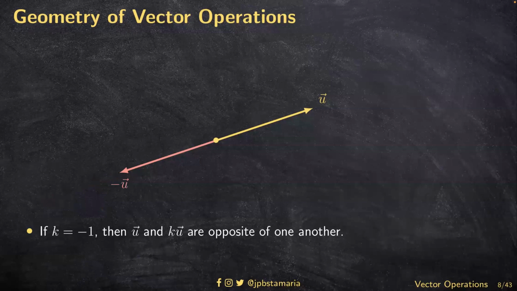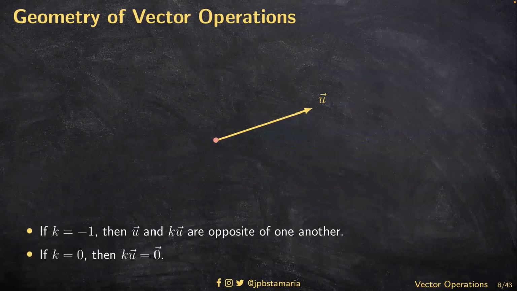A special case is when k is negative 1. In this case, ito yung na-observe kanina, no? That u and the scalar multiple ku are opposite of one another. Pero ang isa sa mga noticeable implications is that pareha sila ng length or magnitude.